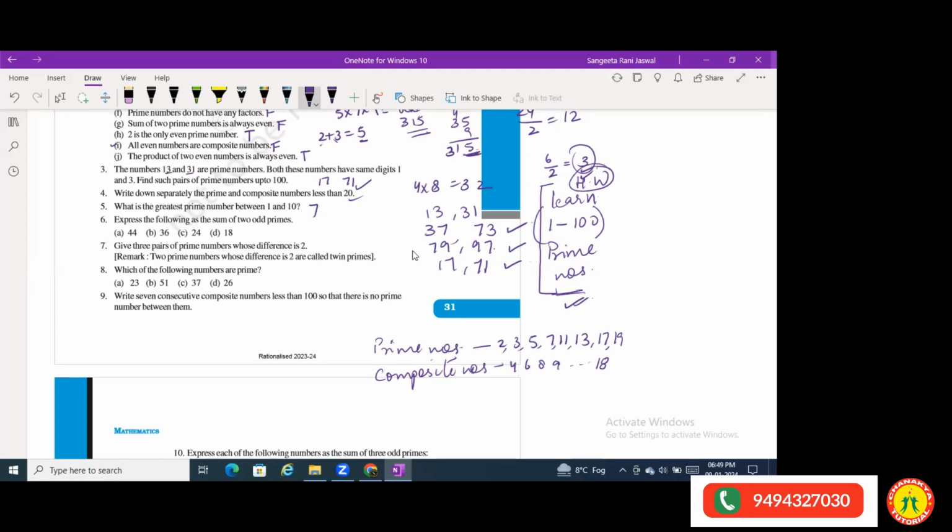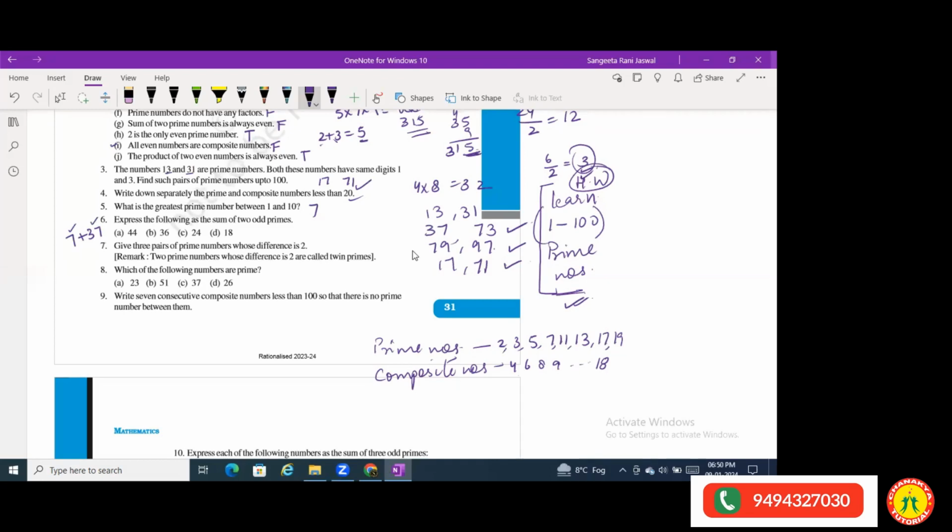Now the first one is 44. How will you express it as two odd prime numbers? Ma'am, 39 plus 5. 39 is not prime. Rather, you can take 37. Ma'am, 37 plus 7, because 37 and 7 will give you 44. And 7 is prime, 37 is also prime.